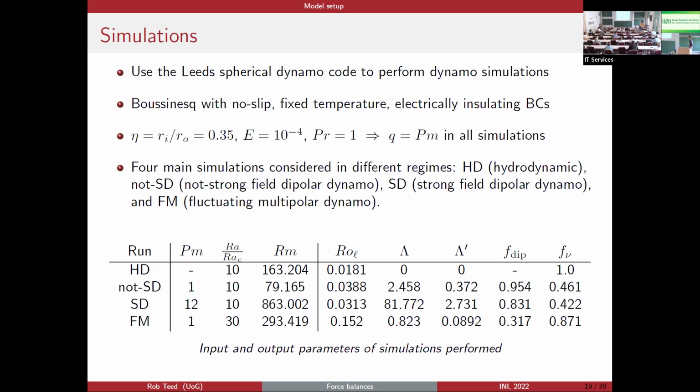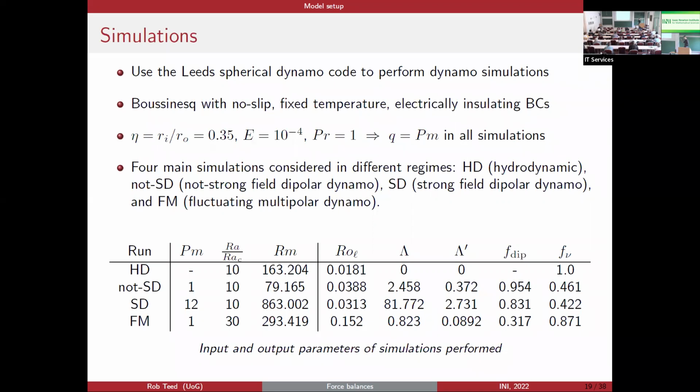I'll skip this one just for a second. One is a strong field dynamo. So this is on the strong field dynamo branch that Emmanuel talks about in his 2016 paper, and people have spoken about already today. Then I've got this other one, which I've called not strong field dynamo. I was debating what to call this. I could have called it a weak field dynamo, but it's not. We don't think it's on the weak field branch that we've shown earlier.